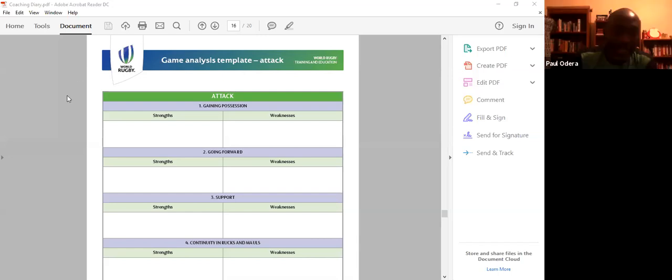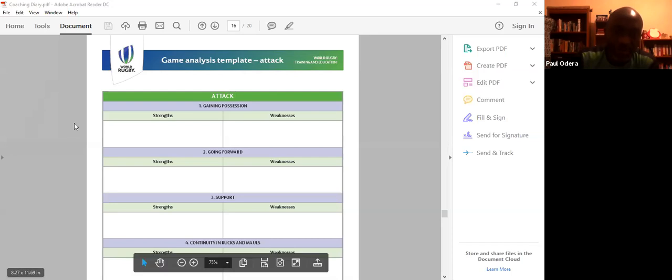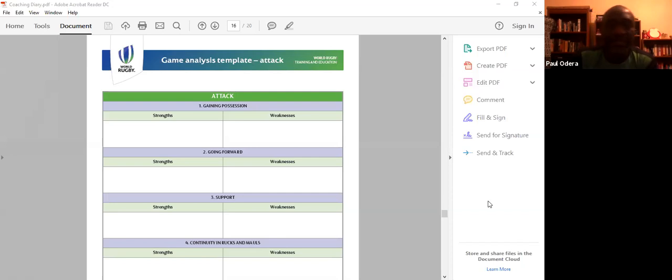Thank you, Z. Anyway, so that was Z and Papa taking us through gaining possession, going forward, support, continuity, rucks and mauls. The key here is, what role do you play? That's functional roles. And then can you identify the key factors that help you fulfill that function? So Papa mentioned the hinging, etc., back position to help a prop. And then Z has just talked about how the ball carrier is able to avoid contact. And by avoiding contact, they can move forward.